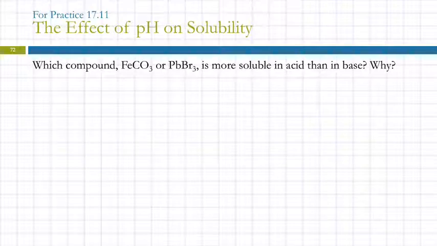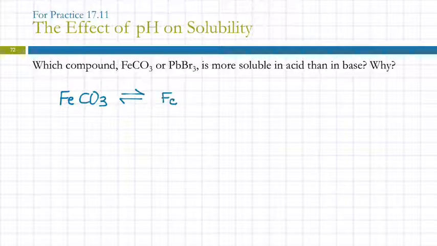Okay, so this question: which compound, iron 2 carbonate or lead 3 bromide, is more soluble in acid than in base, and why? Well, we could just guess, but that's not a good idea. Let's look at what these things form when they dissolve. So we're going to get, no, not iron 3, it's iron 2.